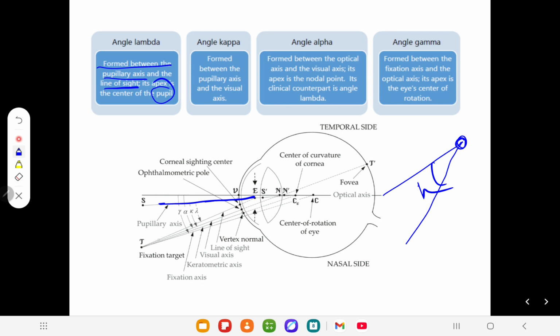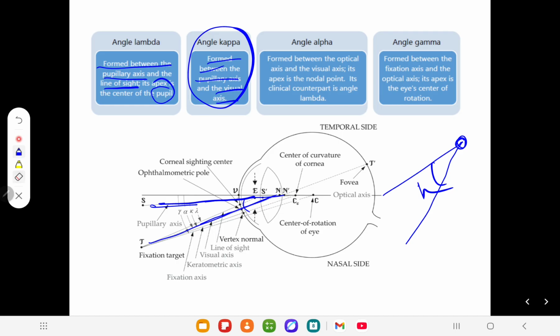This is the line of sight, and it matches there. Another is angle kappa, formed between the pupillary axis and the visual axis. Well, this is the pupillary axis, and what is this? This is the visual axis. So this is the angle kappa.